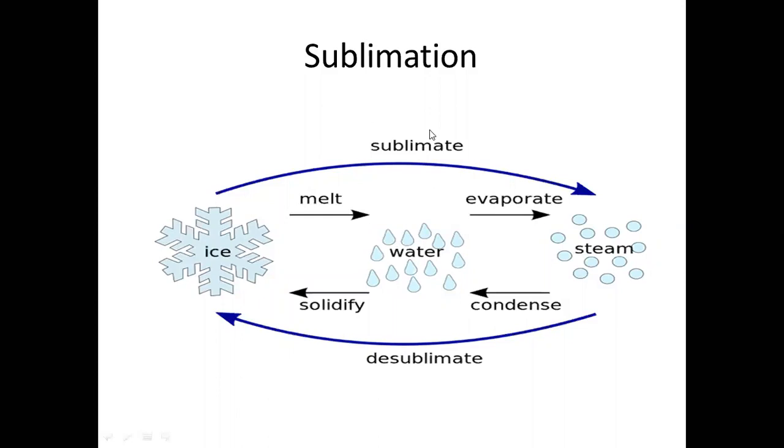The substances of note that do sublimation for CXC purposes are ammonium chloride and iodine. So I have indicated the examples here. The ammonium chloride and the iodine are classic substances that you should know sublime.